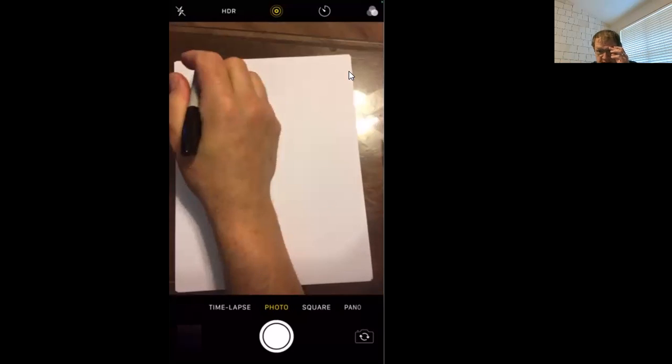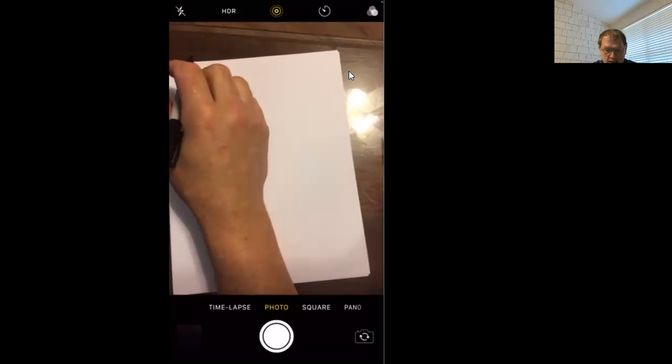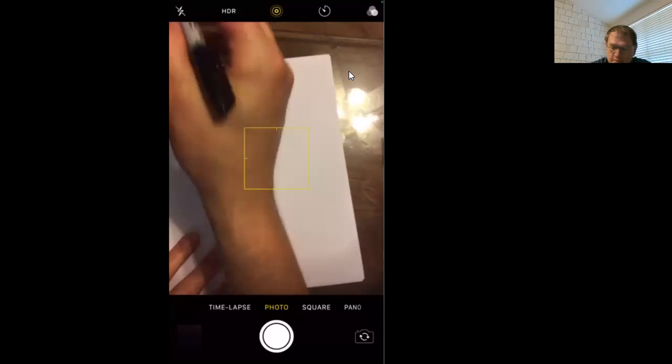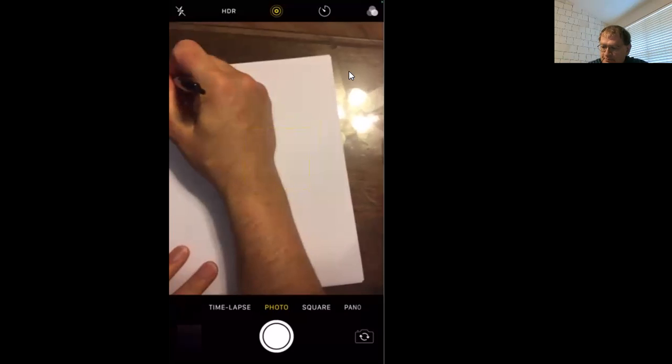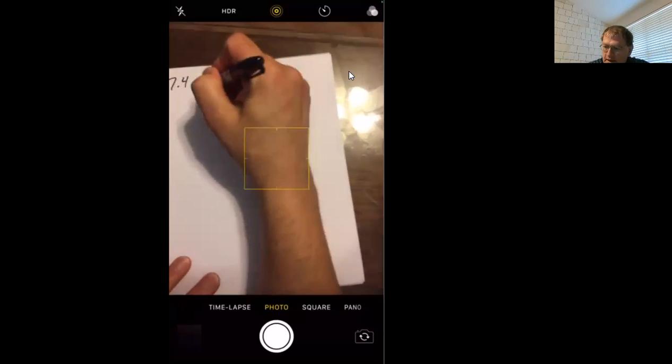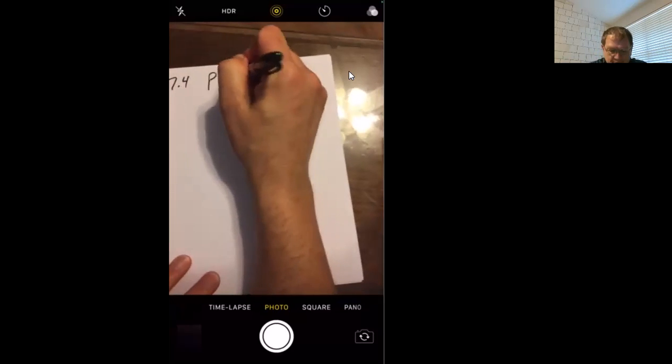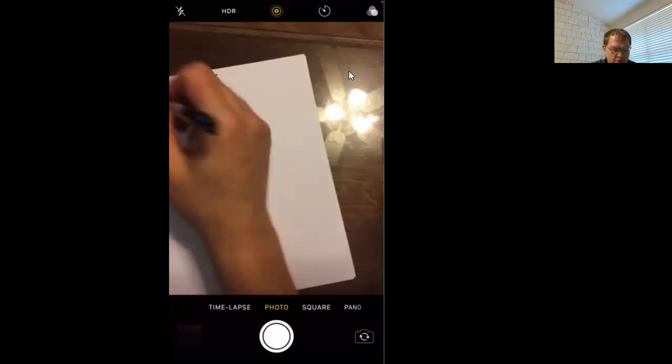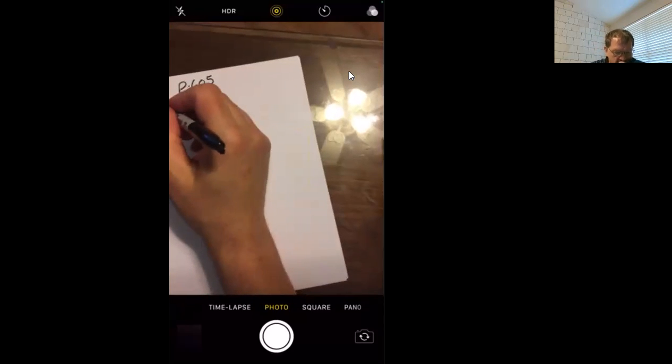Okay, this is the Math 1113 Zoom meeting for April 23rd. Doing problems out of section 7.4, page 605. So we'll just try a few of these.